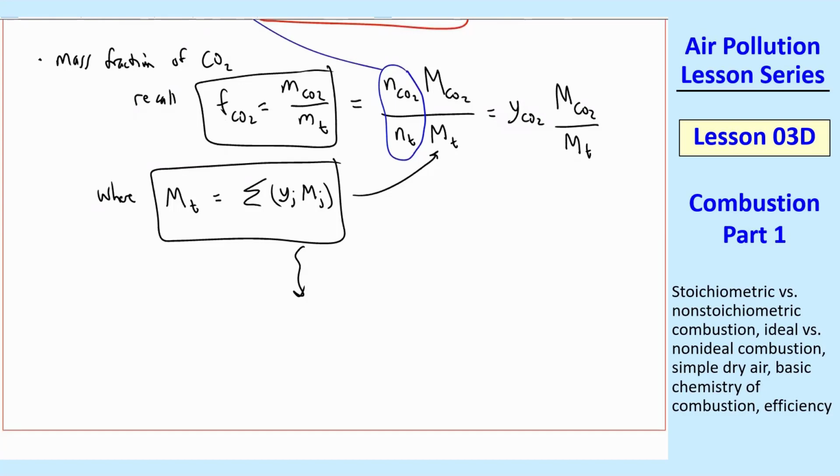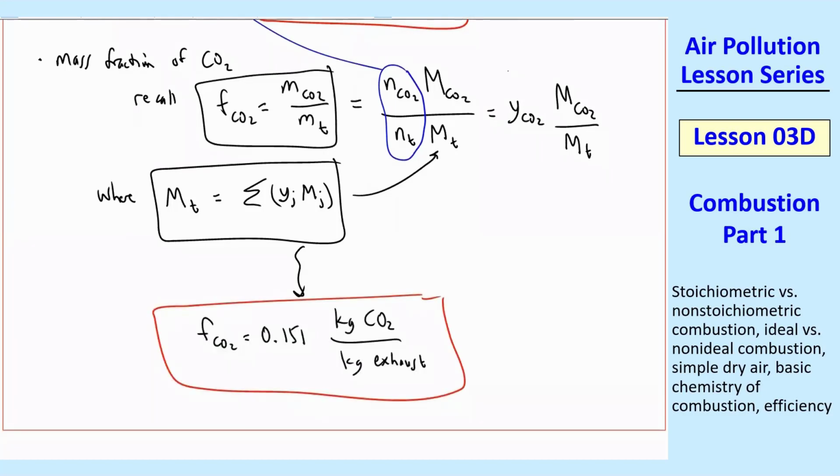So my final result is the mass fraction of CO2 of the exhaust gases is 0.151 kilogram of CO2 per kilogram of total exhaust. So about 15% of the exhaust by mass is CO2.